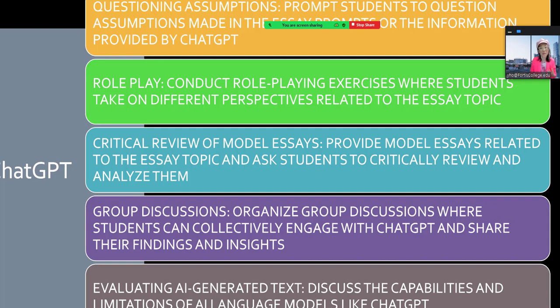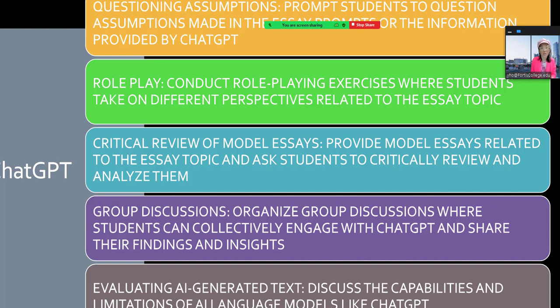Role play. Conduct role-playing exercises where students take on different perspectives related to the essay. So you could tell ChatGPT, write topic X as if I'm a lawyer. Write in the prompt, write topic X as if I'm a police detective. Write topic X as if simple enough for a 5-year-old to understand. So you could be different people and conduct role-playing exercises with ChatGPT.